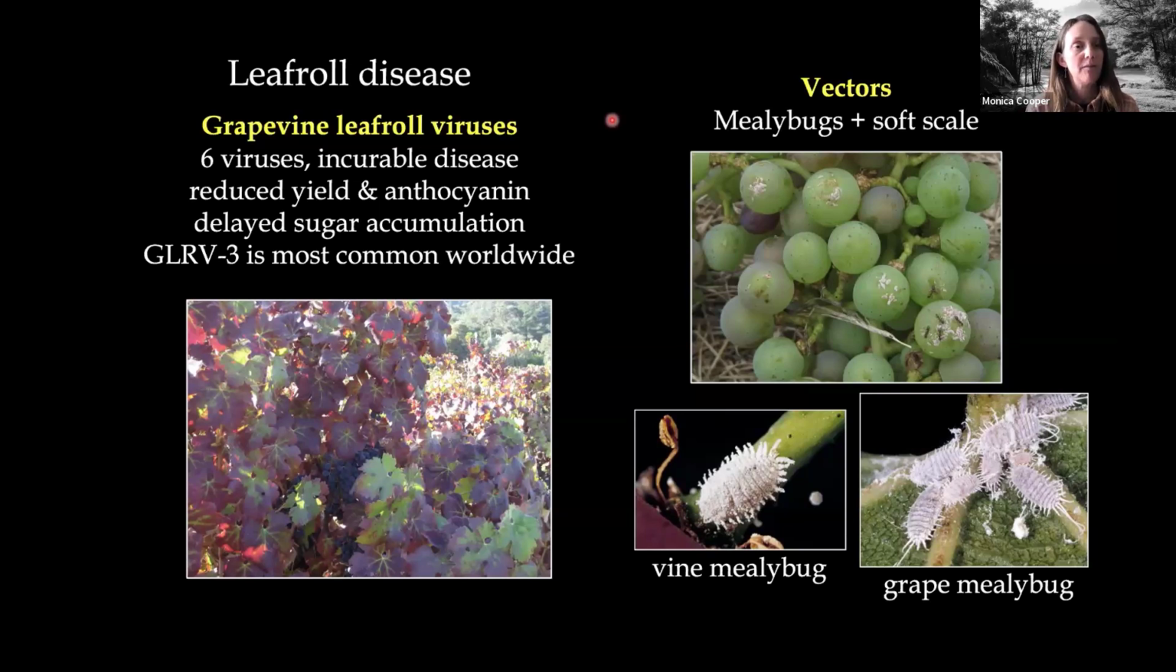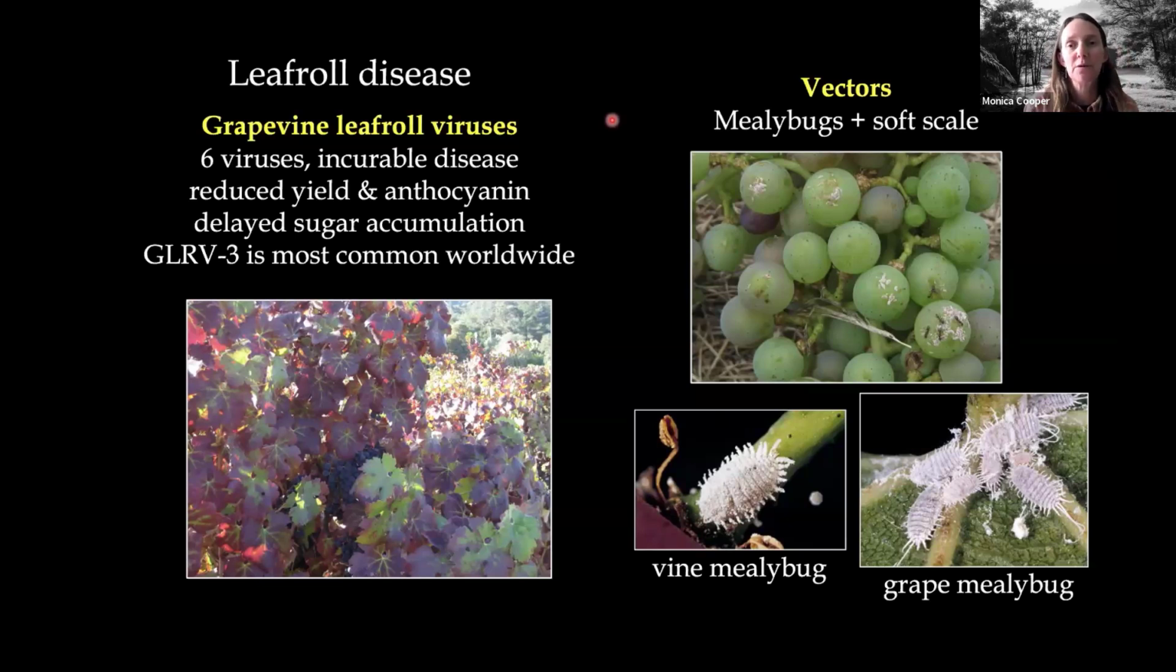Of the leafroll associated viruses, the grapevine leafroll virus 3 is the most common worldwide. So when I talk about leafroll virus, and management, I'm really going to be talking about leafroll virus 3. On the vector side, as Michelle said, this is a pathogen that is moved around by an insect. For some reason, I seem to gravitate towards those, maybe because they're extra challenging to work with. I'm not really sure, but it definitely keeps us busy.